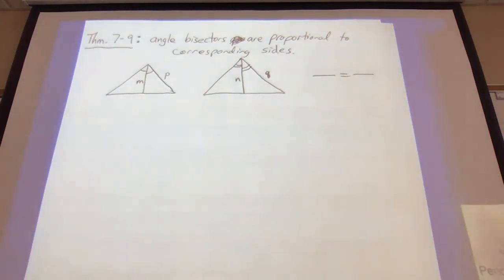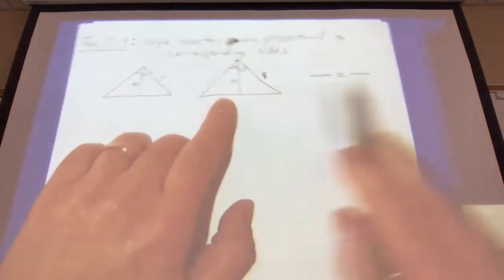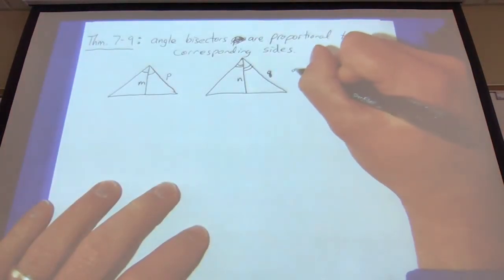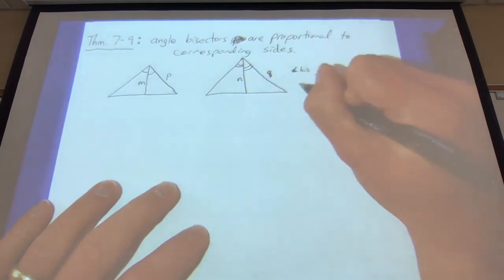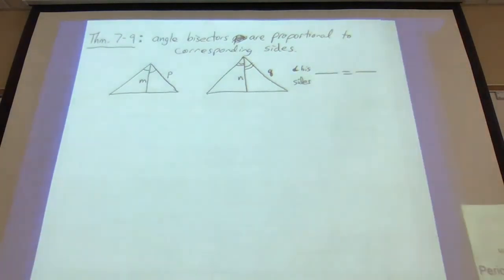And I think I'll do it like I did before. You can set up the proportions several different ways. I've got a triangle on the left, so I'm going to keep those numbers on the left. Triangle on the right, I'm going to keep them on the right. I'm going to put our angle bisectors on top. I'm going to put the corresponding sides on the bottom. Hopefully that will help you see where this stuff's coming from.